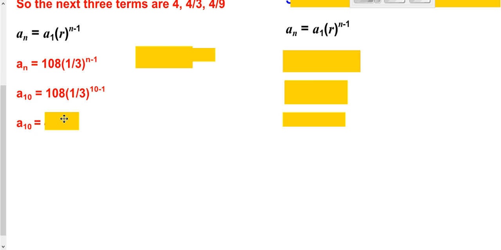We can type that into your calculator. 108, put 1/3 in parentheses, raised to the 9th power, and we get 4 over 729. And you'll probably have to change your answer from your calculator into a fraction.